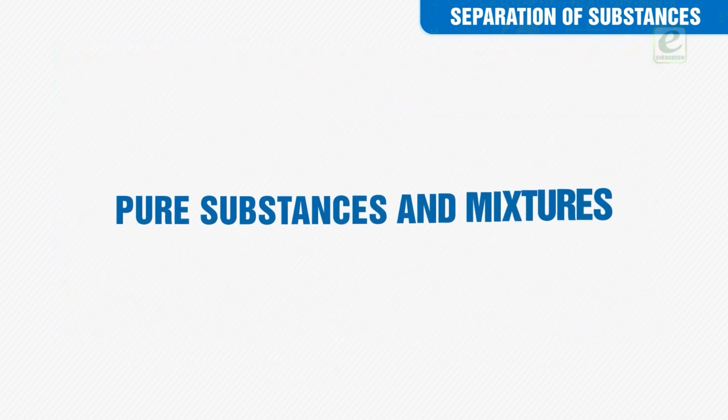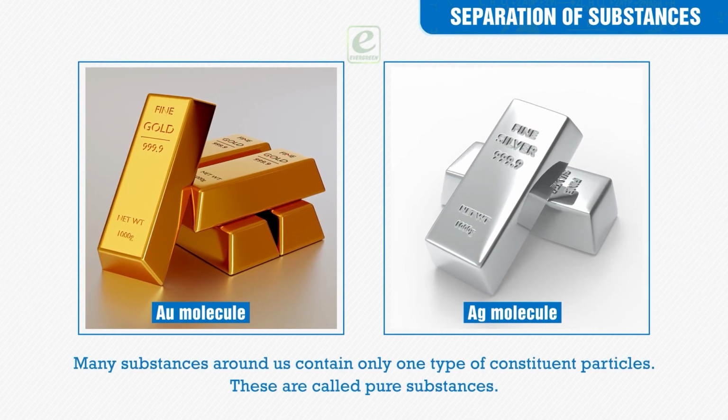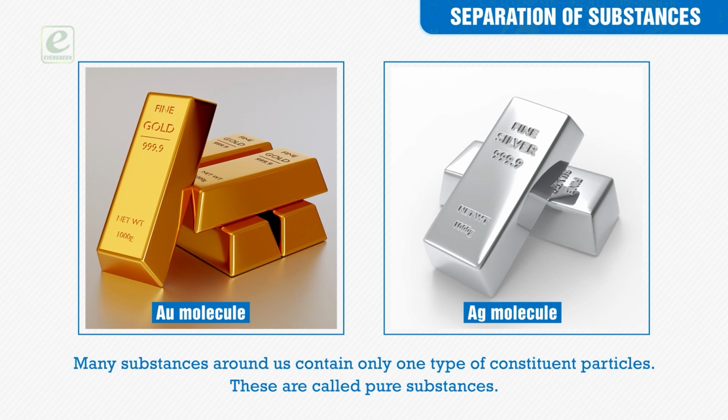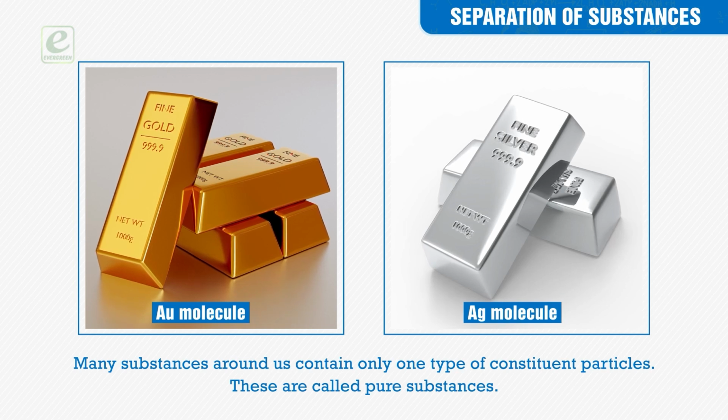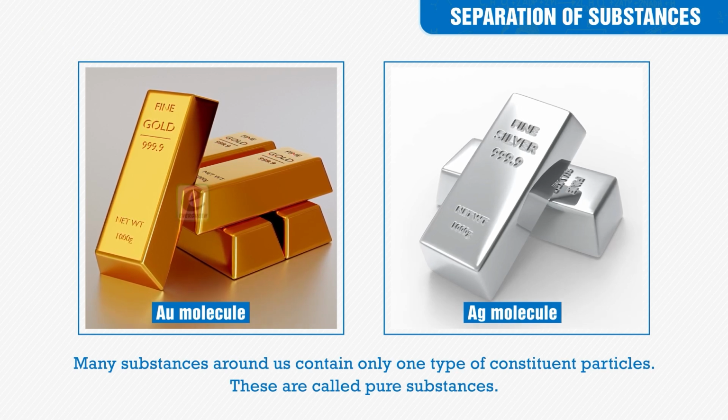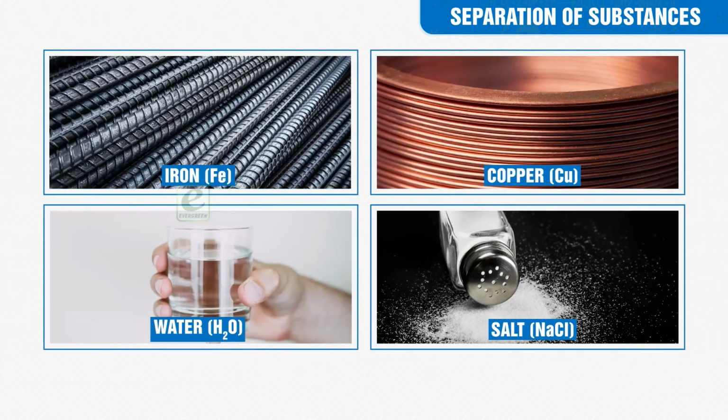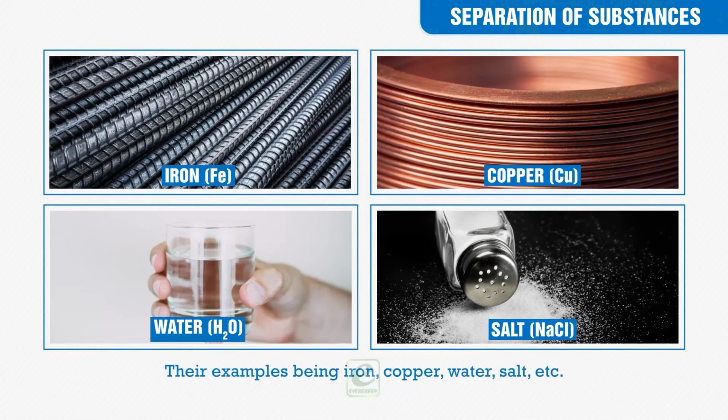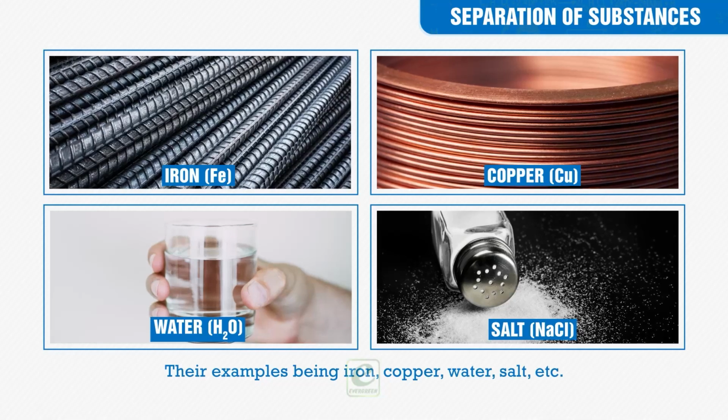Pure substances and mixtures. Many substances around us contain only one type of constituent particles. These are called pure substances. Their examples being iron, copper, water, salt, etc.